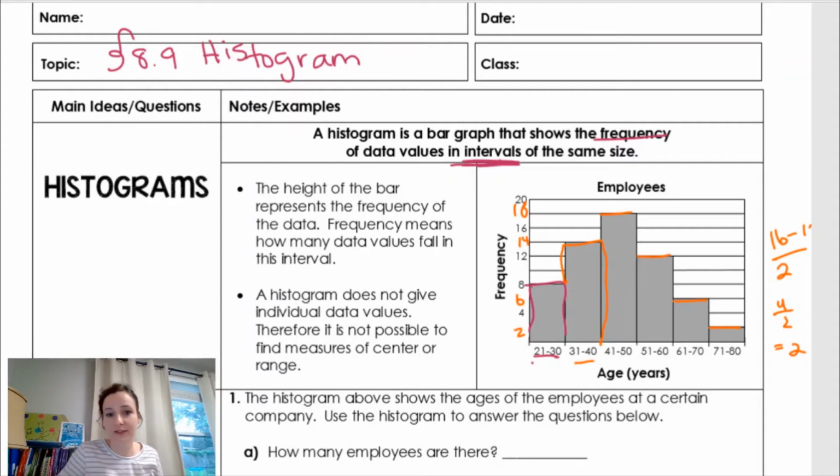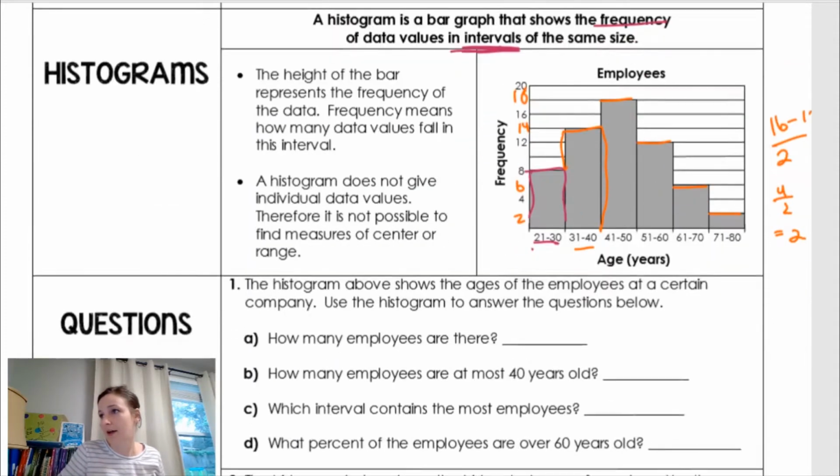Okay, let's scroll down and answer some questions about this graph. Number 1, how many employees are there? To figure it out, you need to find the total, so we need to add them all up. 8 plus 14 is 22, plus 18 is 40, plus 12 is 52, plus 6 more is 58, plus 2 is 60. So you should have a total of 60 employees by adding up all of your frequencies.